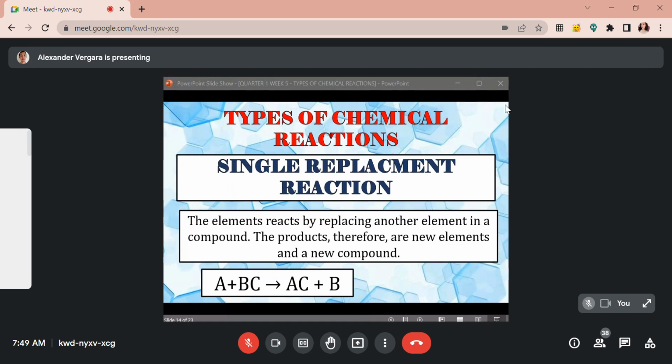Usually that's the trend in the teleserye this time. Those third parties keep on being projected on television, the single replacement. That's why if you are watching teleserye, you will notice that's the one that Sir Alex is telling, single replacement.